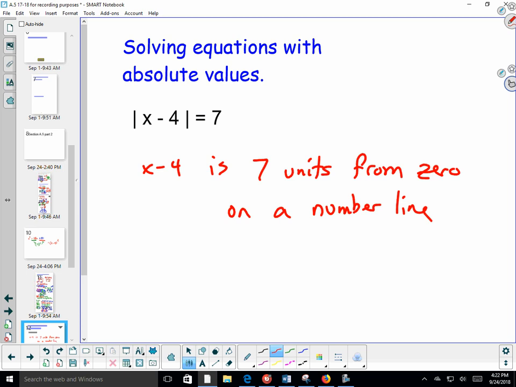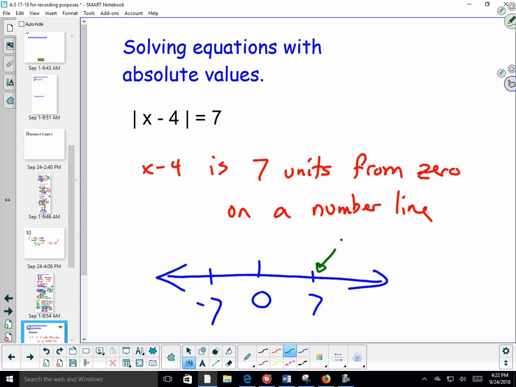Well, if that's true, let me draw a number line. And here's 0 on a number line, here's 7 on a number line, here's negative 7. That means that what's sitting right here at 7 is x minus 4. And what's sitting right here at negative 7 could also be x minus 4. Because x minus 4 is supposed to be 7 units from 0 on a number line.